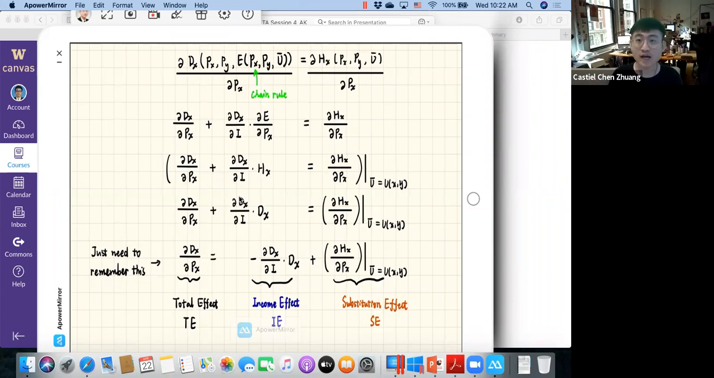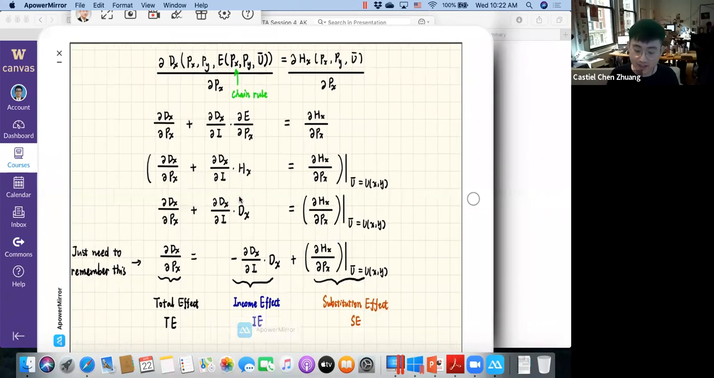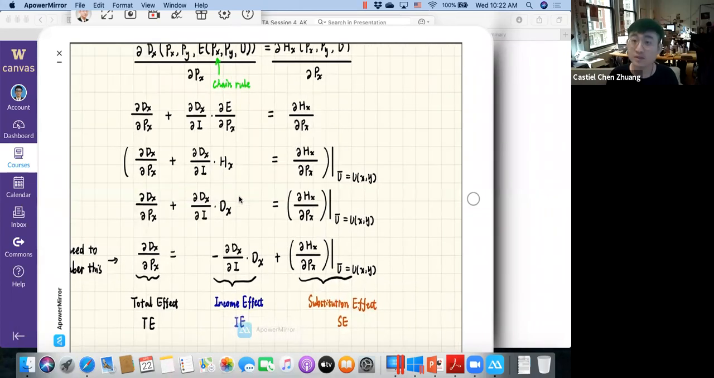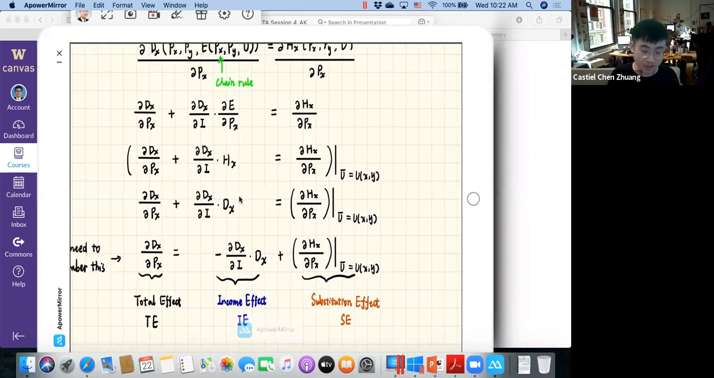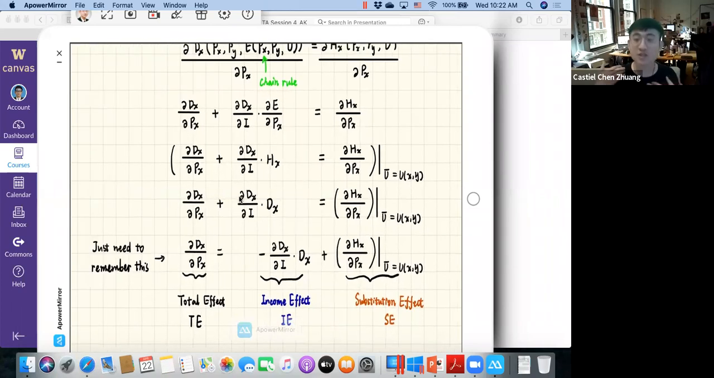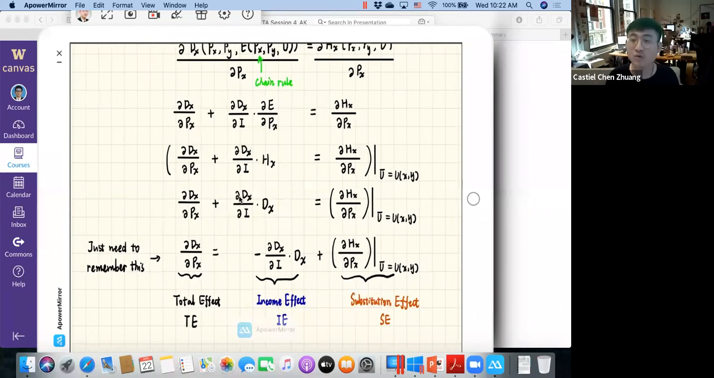And that's what I talked about earlier when we discussed why Hicksian demand is compensated demand. Because for Hicksian demand, we are only focusing on the substitution effect. But for Marshallian demand, we focus on the total effect, which includes the income effect.